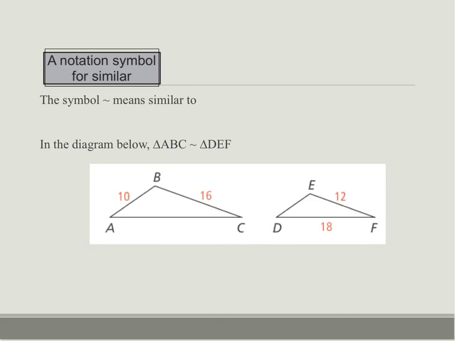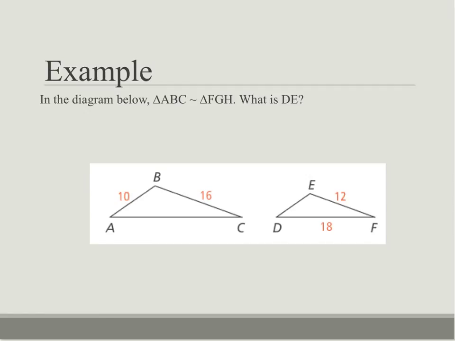Look at the notation. They are placed in order, and the order really matters in this. In the previous slide, I told you that order matters, and it does, because we now know that AB is similar to DE, BC is similar to EF, and AC is similar to DF. We can use that to find unknown sides.